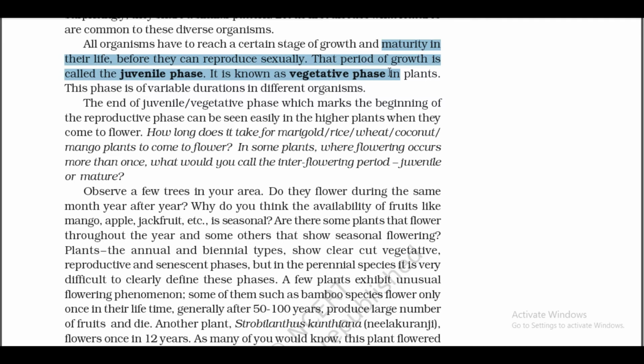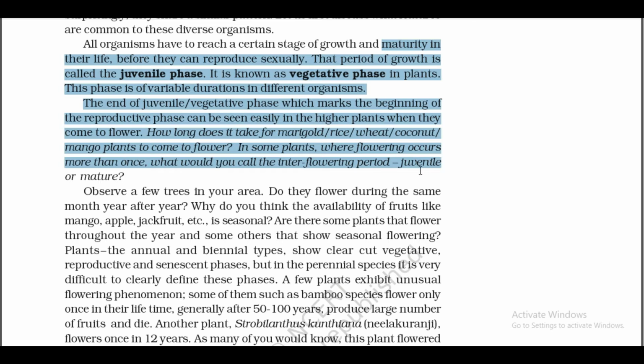It is known as vegetative phase in plants. This phase is of variable durations in different organisms. The end of juvenile vegetative phase, which marks the beginning of the reproductive phase, can be seen easily in the higher plants when they come to flower. How long does it take for marigold, rice, wheat, coconut, mango plants to come to flower? In some plants, where flowering occurs more than once, what would you call the interflowering period?